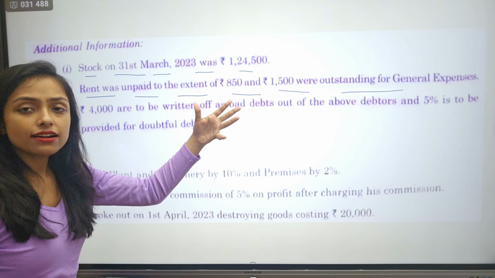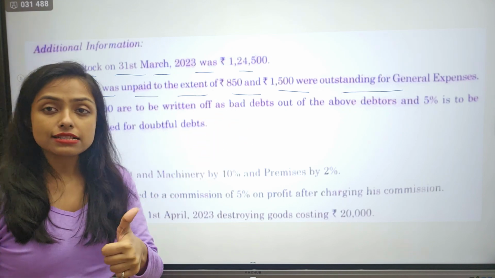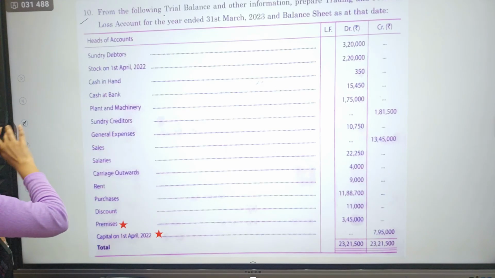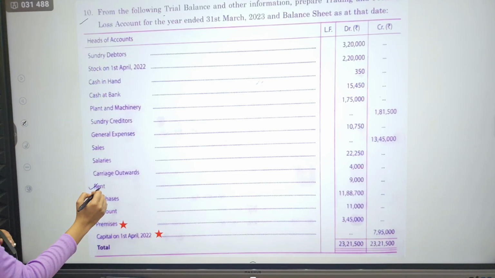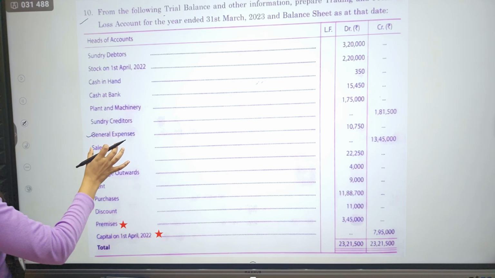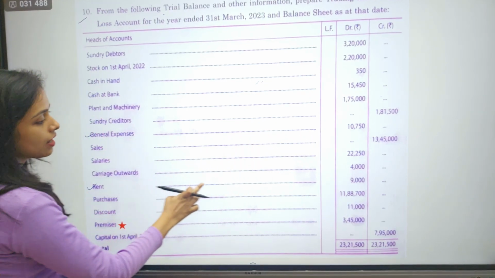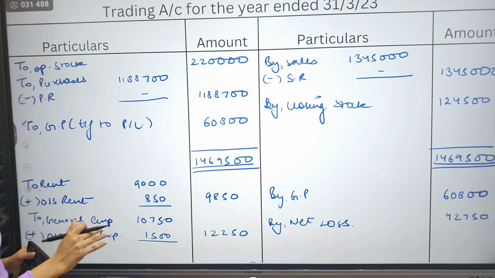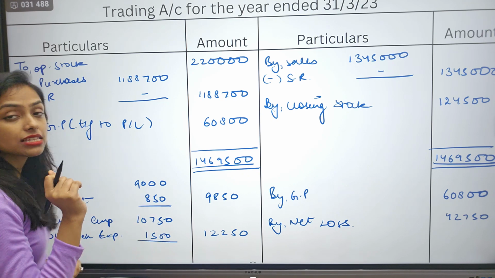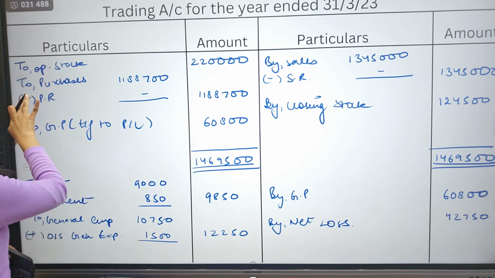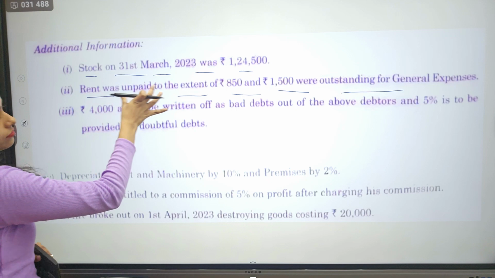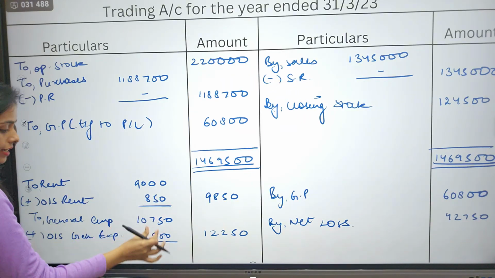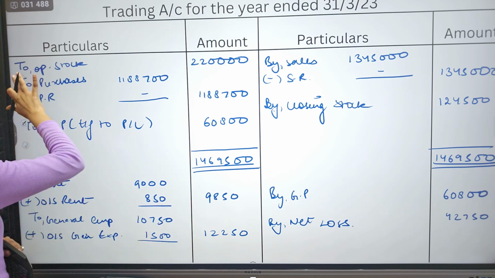Okay. Next thing, rent was unpaid to the extent of 850 rupees and 1500 were outstanding for general expenses. Now the treatment of outstanding expenses we also know. We are going to write this in the debit side of the profit and loss account. First, let's find rent. How much is rent and how much is general expenses? We have 10,750 and 9,000 rupees. We write 9,000 and 10,750 in the profit and loss account. Then we pick up the outstanding rent and outstanding general expenses and add them over here. Okay, clear? And write the final amount outside.